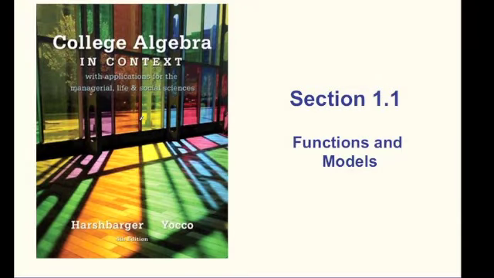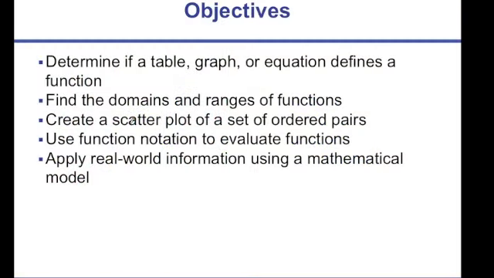This will be the lecture on section 1.1 from College Algebra in Context. The objectives of this section will be to determine if a table, graph, or equation defines a function, find the domain and the range of functions, do a scatter plot from a set of ordered pairs, use function notation to evaluate functions, and apply real-world information used in a mathematical model.